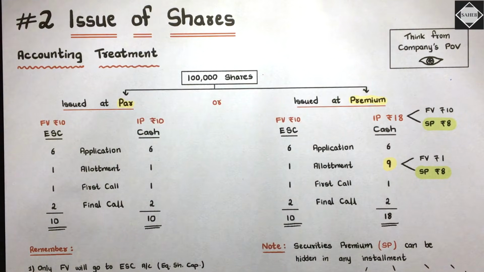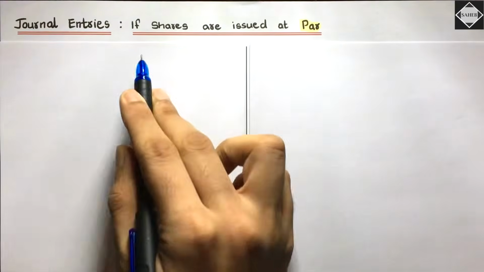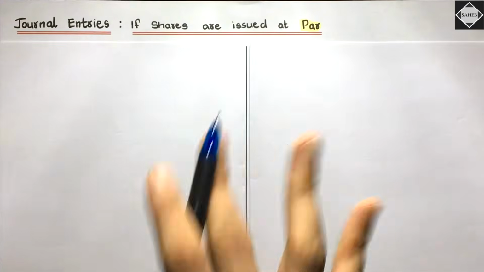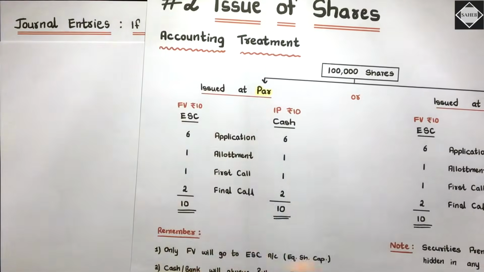Okay. There is only slight difference. Okay. Let's go to the journal entries now. Now see here we have the journal entries. If shares are issued at par, let's understand this. It's really simple. This is the first case, shares issued at par.